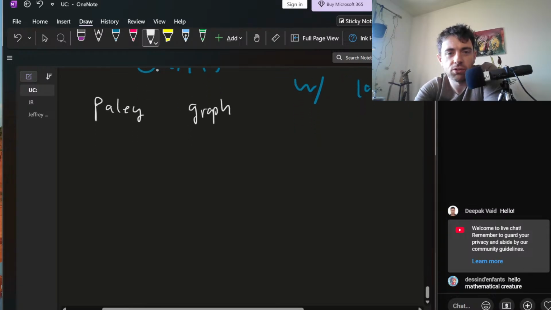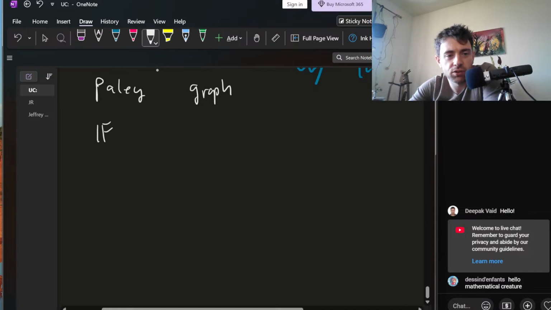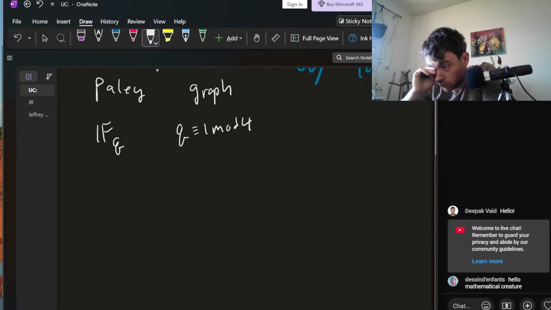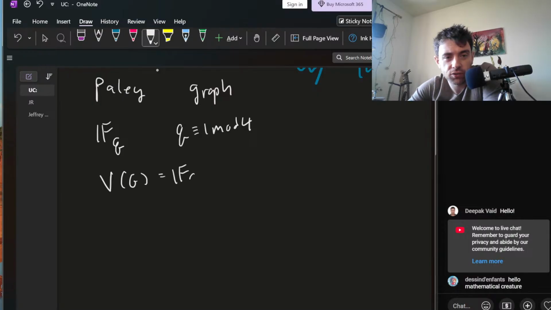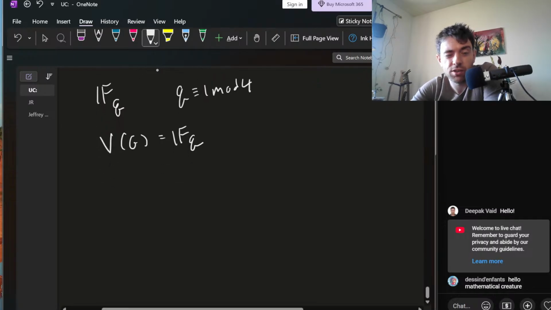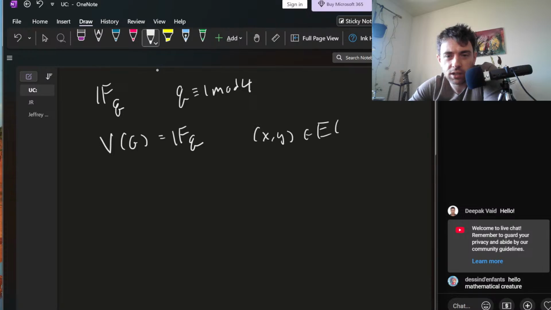Basically what you do is, you take a finite field of order q, some prime power, where q is congruent to 1 mod 4. And now you define a graph so that the vertex set of your graph is F_q. Then xy will be an edge of this graph if and only if x minus y is a square. It turns out that this graph is strongly regular.